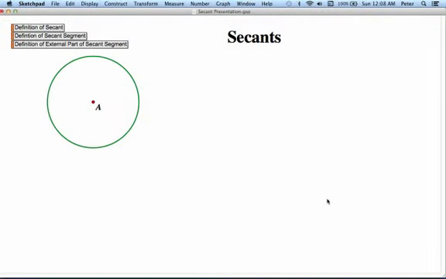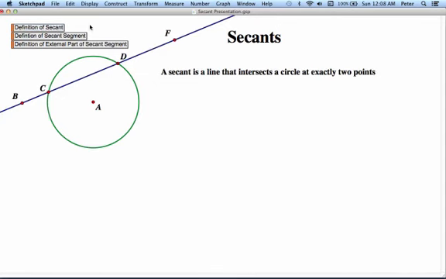The first type of line we'll deal with are secants. Now, a secant is a line which intersects a circle at exactly 2 points. So BF would be a secant. As you can see, it intersects at both C and D.